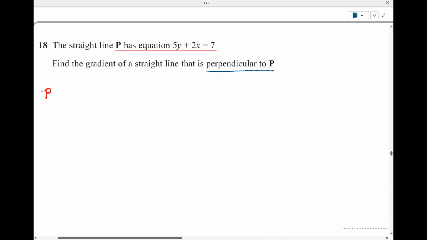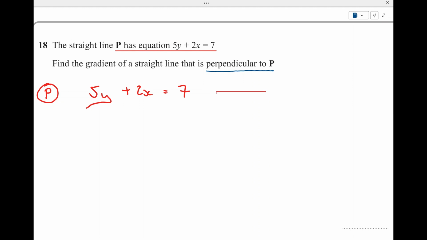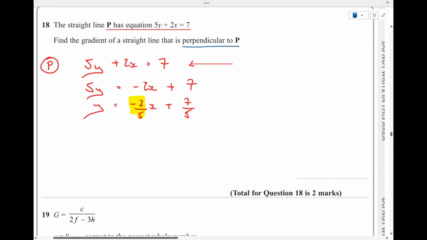Let's concentrate on P first, shall we? Here's the equation. Now, from that equation, I can find the gradient of P, and then I'll be able to find the gradient of the straight line that's perpendicular to P. So how do I find the gradient of this line? Well, what I'm going to do is rearrange it and write it in the form y equals, because I know that once it's in the form y equals, then I can simply read off the gradient, because the gradient is the coefficient of the x there.